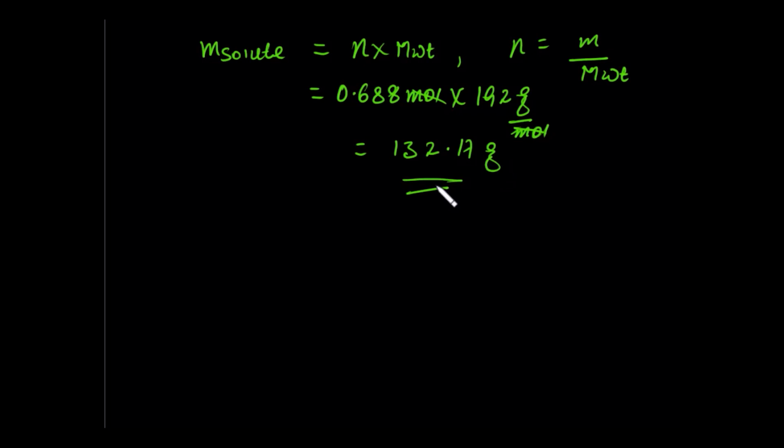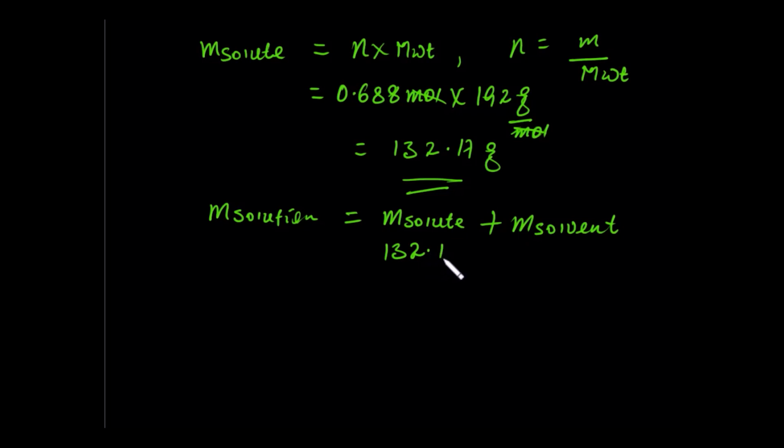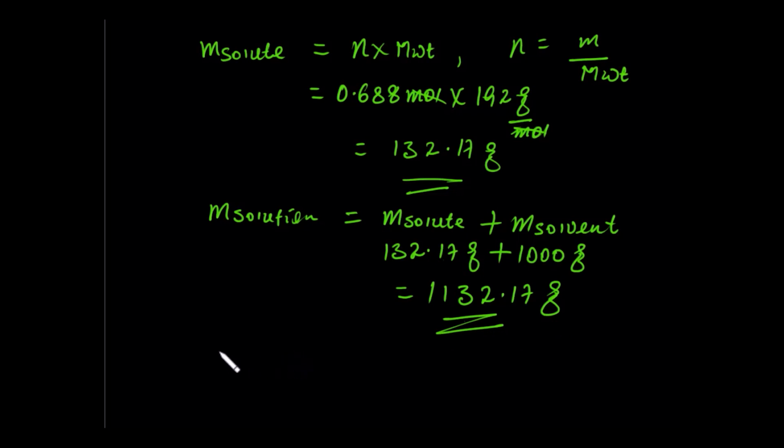The other thing we know is the mass of solvent, that is 1000 gram. So the mass of solution is equal to the mass of solute plus the mass of solvent, which is 132.17 gram plus 1000 gram, equal to 1132.17 gram.